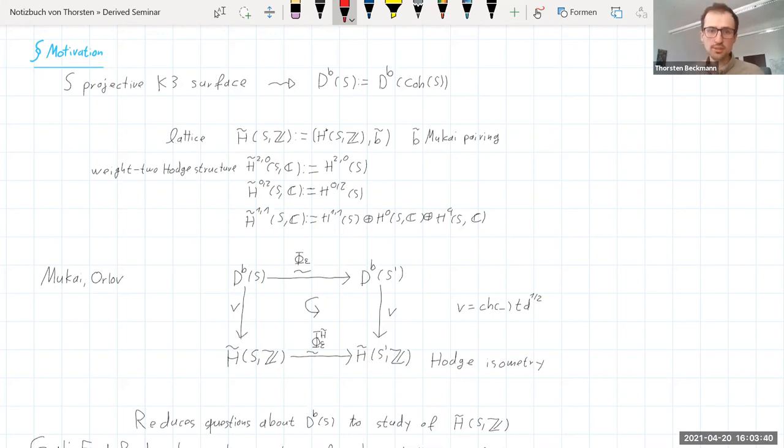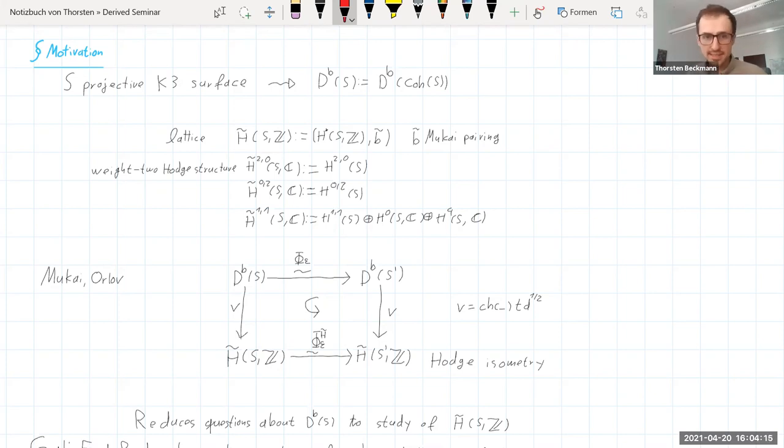Just to quickly recall, the Mukai pairing on the second cohomology is just the usual intersection pairing, and the fundamental class and the point class pair by minus one by definition. What is more, on this lattice we also have a weight two Hodge structure, which is just inherited from the weight two Hodge structure on the second integral cohomology. Therefore the (2,0) part is the (2,0) part of the second cohomology, the (0,2) part is the (0,2) part of the second cohomology, and everything else we declare to be of type (1,1).